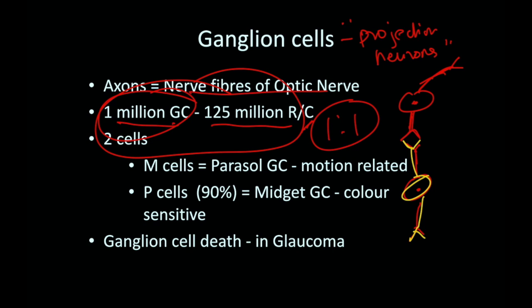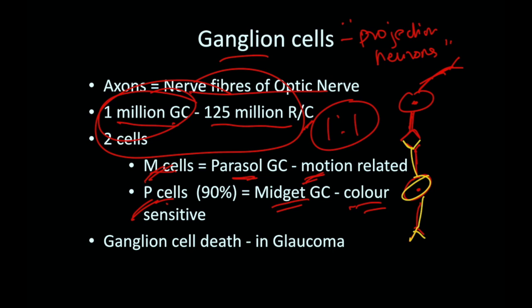Okay. Some more details about ganglion cells. There are two types of cells, M cells and P cells. P cells stand for midget ganglion cells because they'll be small in size, small in shape. M cells form the larger cells. Very important point. P cells are color sensitive. M cells are motion related. So P for color, M for motion.